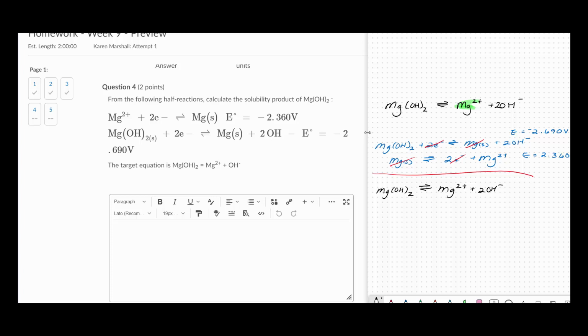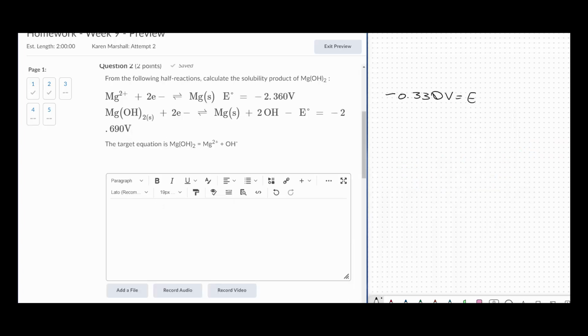So what do I do with the E's then? Just like with Hess's law and enthalpy, now I'm going to add these E's together. So the E of this reaction is now going to be negative 2.690 plus 2.360, which will give me a negative 0.330 volts.